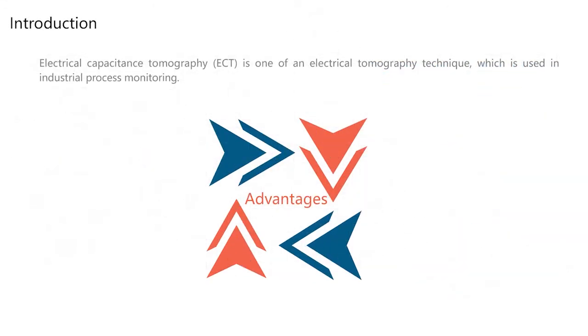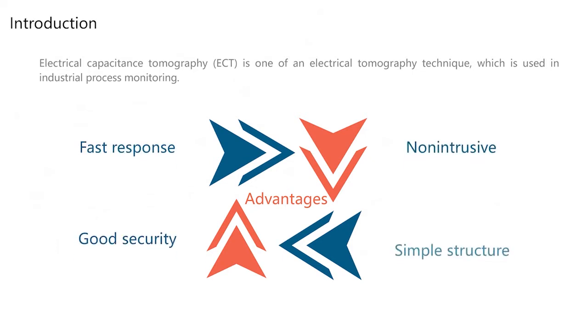Electrical capacitance tomography is one of the electrical tomography techniques which is used in industrial process monitoring. ECT is a new technology applied to multi-phase flow parameter detection, which can measure the material distribution of different dielectric constants. ECT has many advantages, such as fast response, non-intrusive, good security, and simple structure.